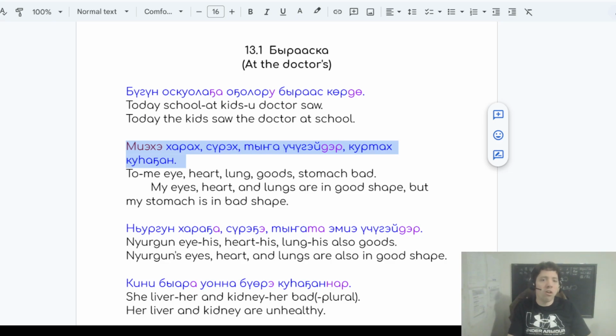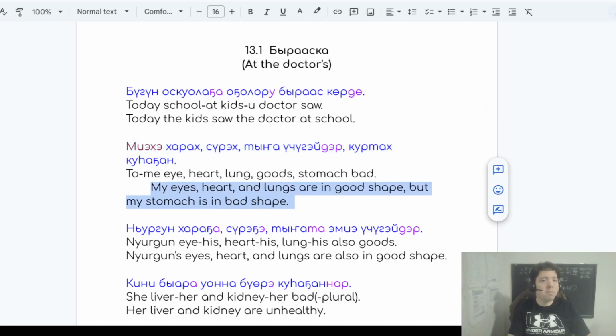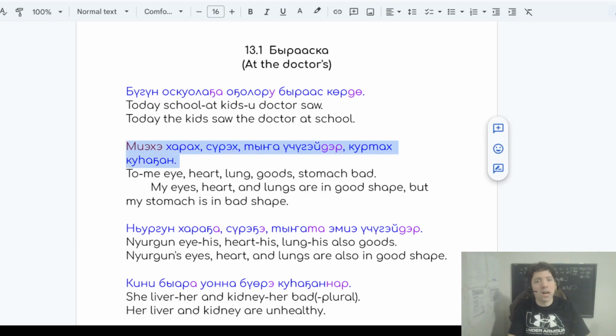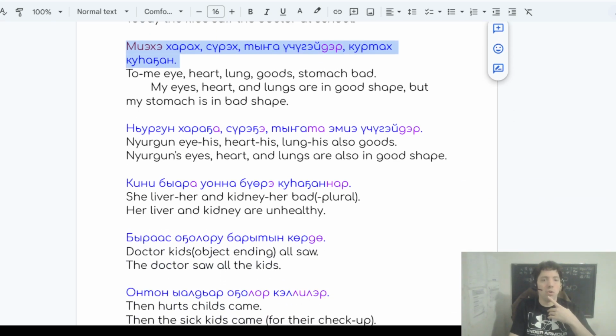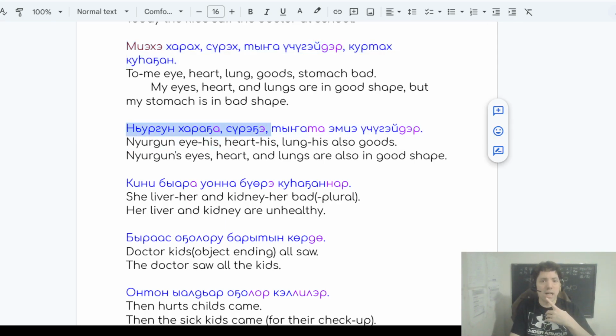My eyes, heart, and lungs are in good shape, but my stomach is in bad shape. We're literally saying good and bad. Uchige, good, der, plural ending, koharal, bad. Mire harach surech tanga, uchige der, kortach, koharal. Alright. Nyorgun, haraga, surere, tangata, ebie, uchige der.